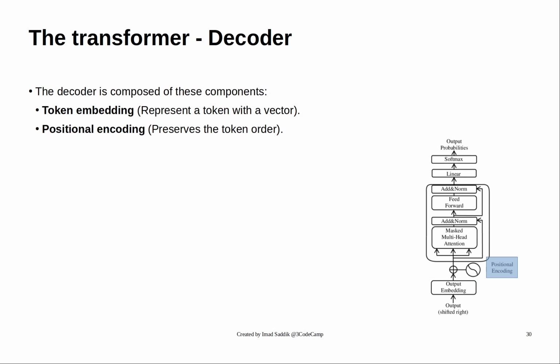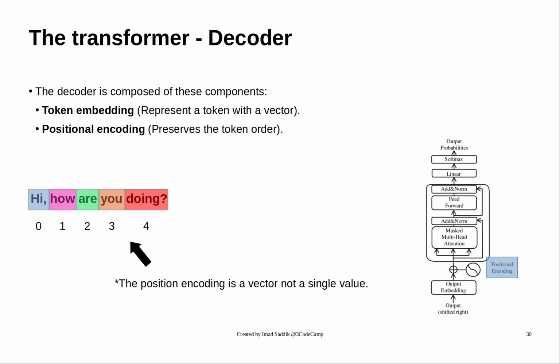Next, we use positional encoding to keep track of the order of the tokens. If I take this sentence as an example and break it into tokens, each token gets a value that shows its position. For example, hi is the first token, so it gets 0, then 1, etc. But again, instead of using just one number, we use a vector to store more information. We will see this in the coding part.